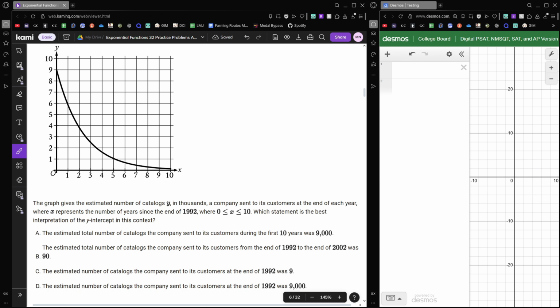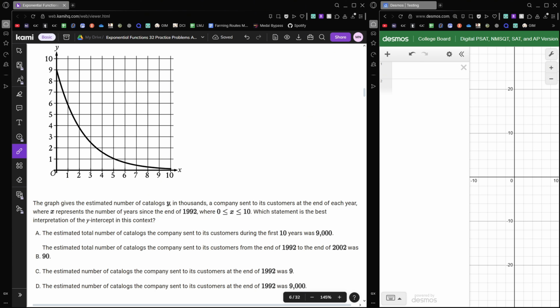Question number 6. I usually like to include the header, but I ran out of space here, so sorry for that. The graph gives the estimated number of catalogs, y, in thousands, a company sent to its customers at the end of each year, where x represents the number of years since the end of 1992, where 0 is less than or equal to x is less than or equal to 10. Which statement is the best interpretation of the y-intercept in this context?